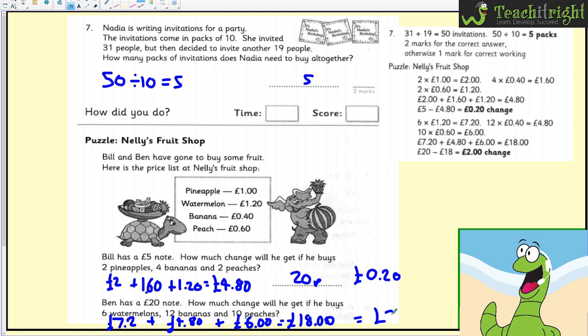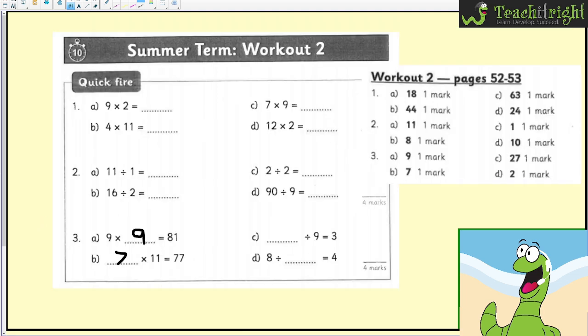So my actual answer is going to be that he gets £2 change, because I can see the difference between the £20 and the £18 is £2. Hopefully that makes sense. Remember, if you're not that confident with your decimals, you can always turn these into pennies first and do it that way. So it would be totally fine, for example, to have 200 and 160 and 120 equals 480 and have an answer in pennies. 720, 480 and 600 equals 1800, and instead of £20 it would be 2,000 pennies. And so just doing it as whatever's easiest for you is totally fine.